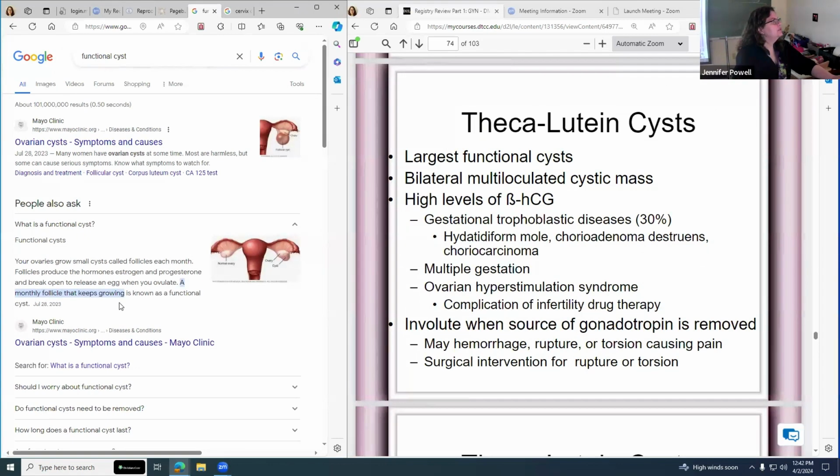So it's producing hormones, and instead of involuting like they should after your period, they just keep growing. So it is the largest functional cyst, bilateral, multiloculated cystic mass, high levels of beta HCG, gestational trophoblastic disease, 30% of the time.